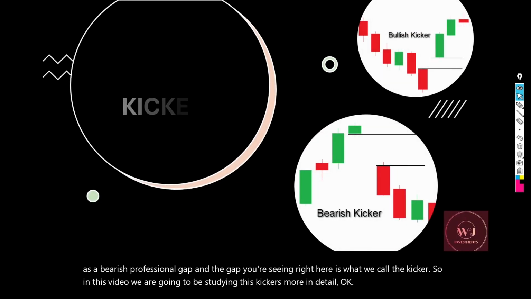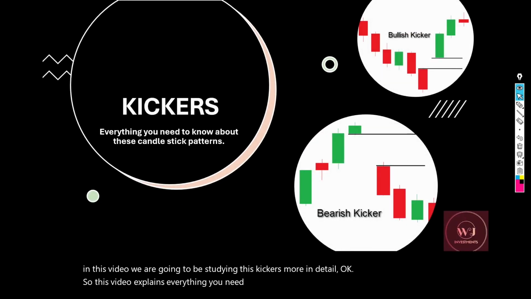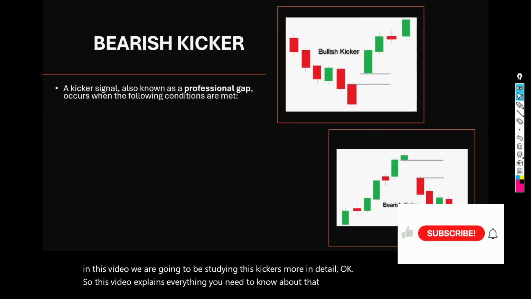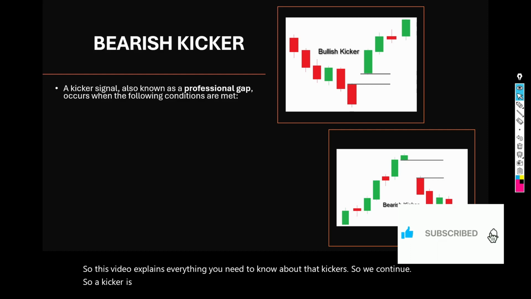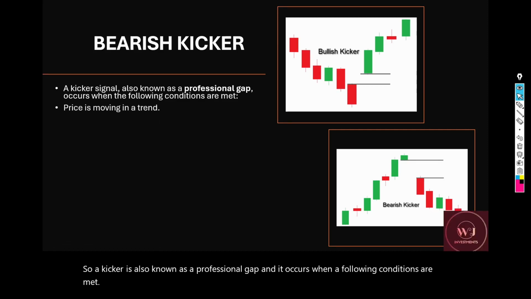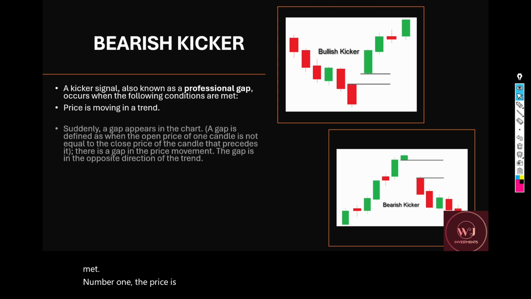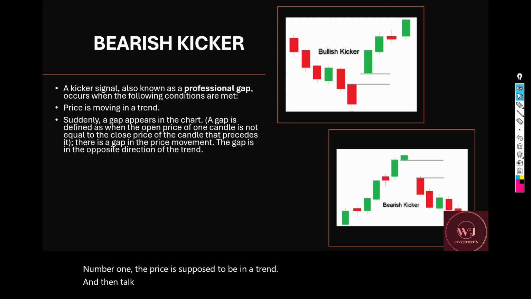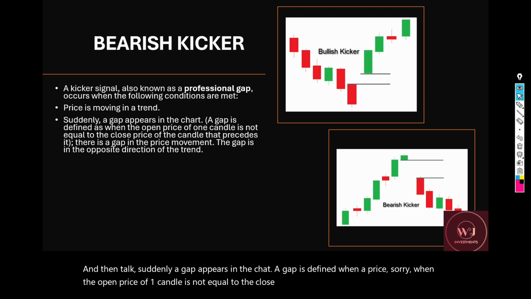So this video explains everything you need to know about the kickers. So we continue. A kicker is also known as a professional gap, and it occurs when the following conditions are met. Number one, the price is supposed to be in a trend. And then two, suddenly a gap appears in the chart. A gap is defined when the open price of one candle is not equal to the close price of the candle that precedes it. Therefore, a gap in the price movement.